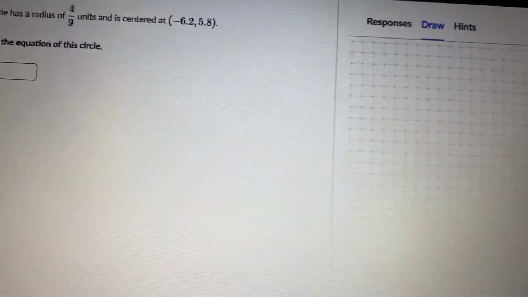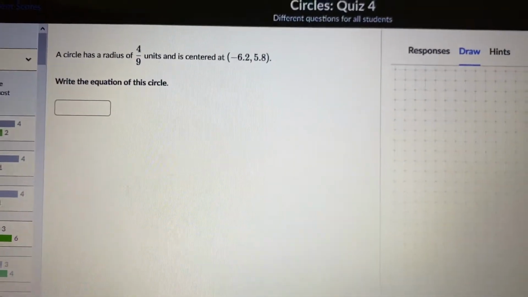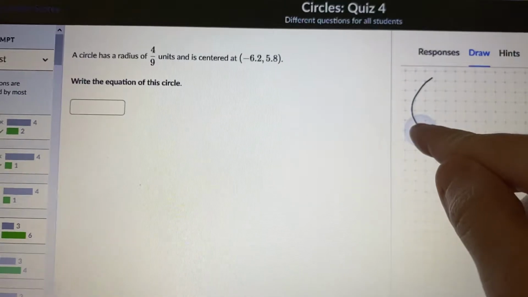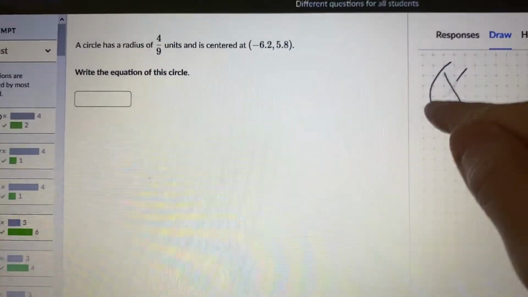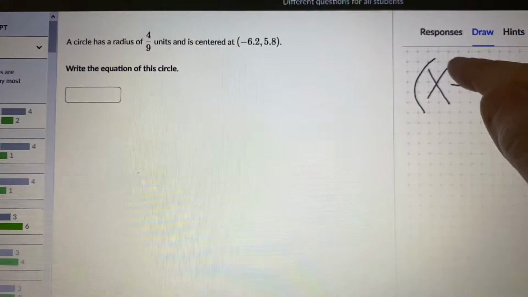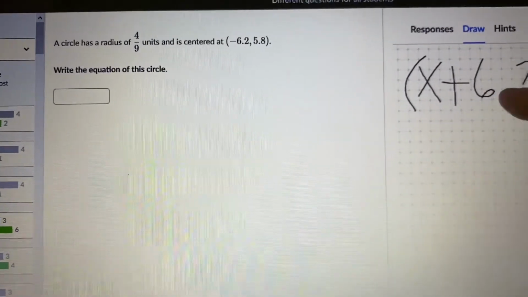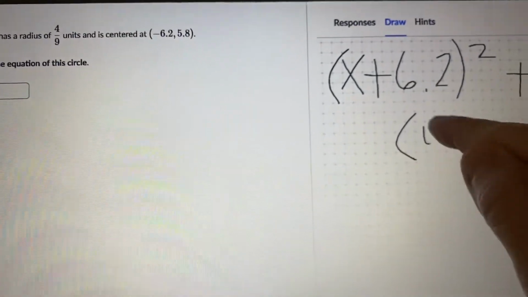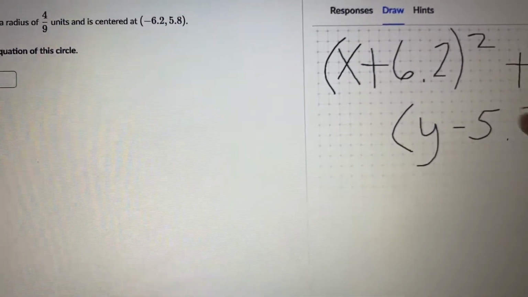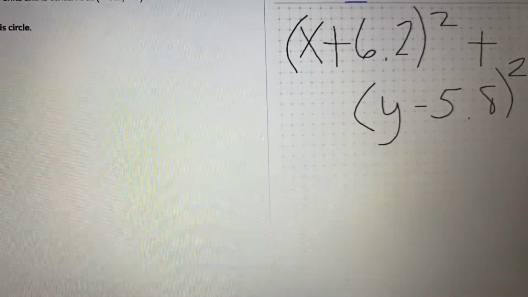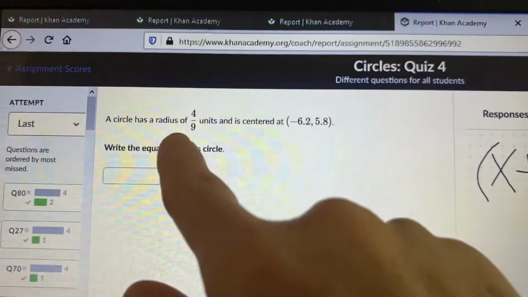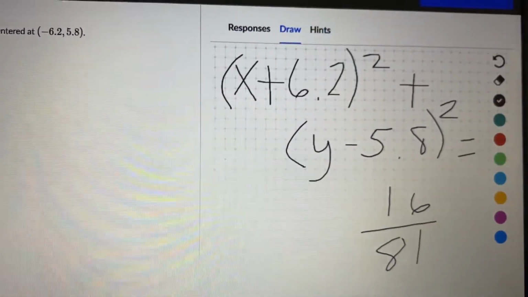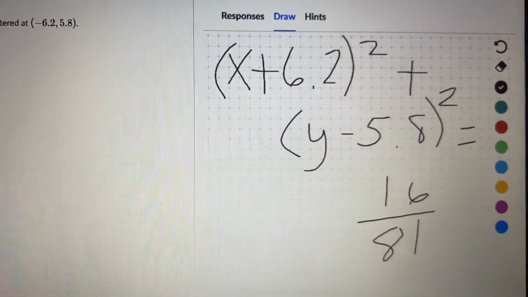And I'll work through one more of these. Another, it gives you the center, it gives you the radius. We've just got to convert it. Remember, if it's minus, the equation is x minus, so minus and minus would make this a plus 0.2 squared plus y minus 5.8 squared equals 4 squared is 16, 9 squared is 81. So all that in one line, and I know it's aggravating to type in on these.